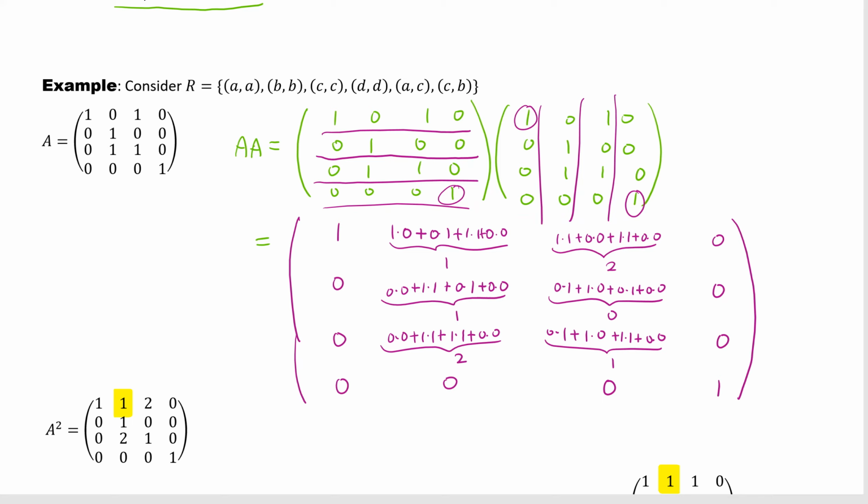So our result: first row 1, 1, 2, 0. Second row 0, 1, 0, 0. Third row 0, 2, 1, 0. Last row 0, 0, 0, 1. So this is what we get. So far, so good, everybody.